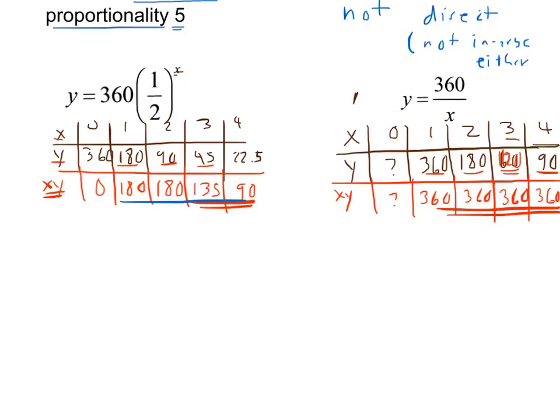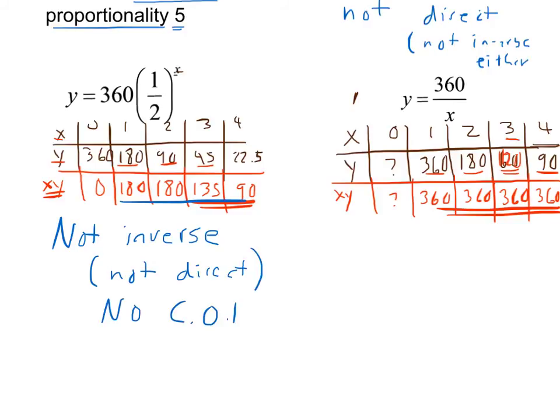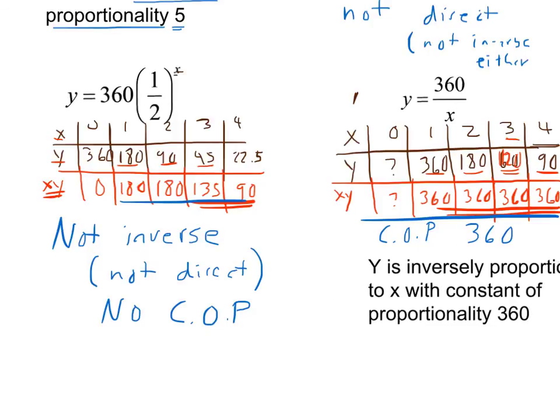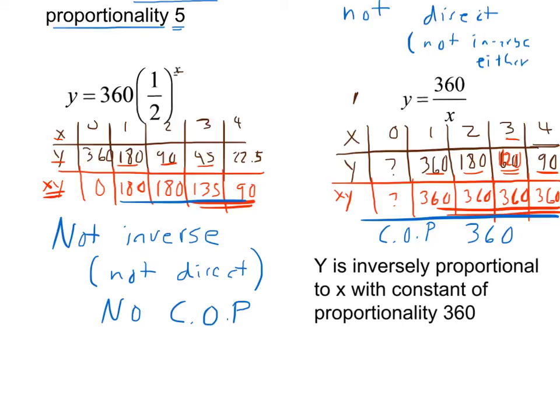Conclusions. This one's changing over time. This is not inverse. It's also not direct. It failed to have that constant proportionality. No constant proportionality. This one over here does have that constant proportionality, 360. And then we'll write up our sentence about that. Voila. Y is inversely proportional to x, and we got that constant of proportionality 360 as we've shown before.